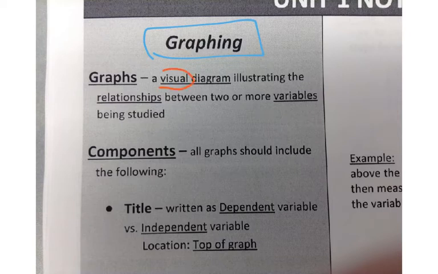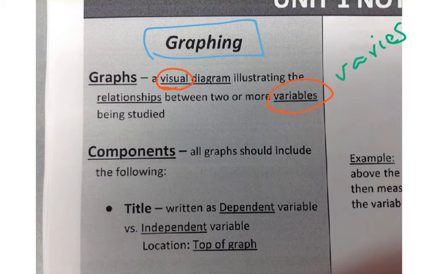Graphing is a visual diagram, and by visual you're going to be using your eyes so you can actually see it to illustrate the relationships between two or more variables. And variables by definition are something that varies. Okay, so it's changing. Hopefully it's changing, or maybe it's not, and that's actually what you want. But the graph will show you whether it is changing or not visually.